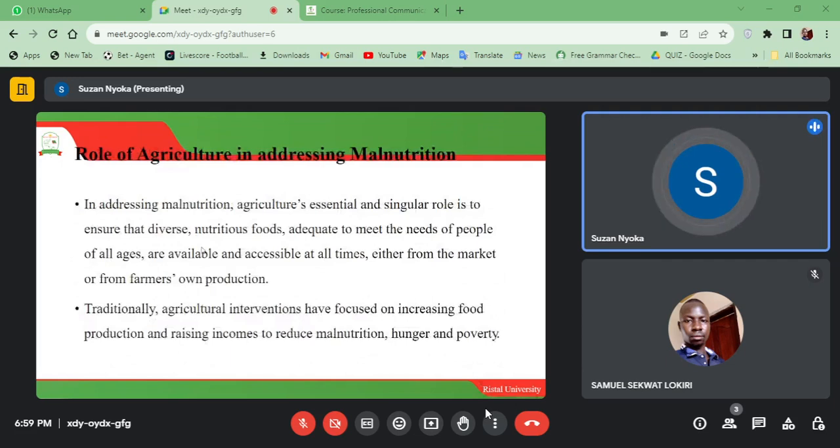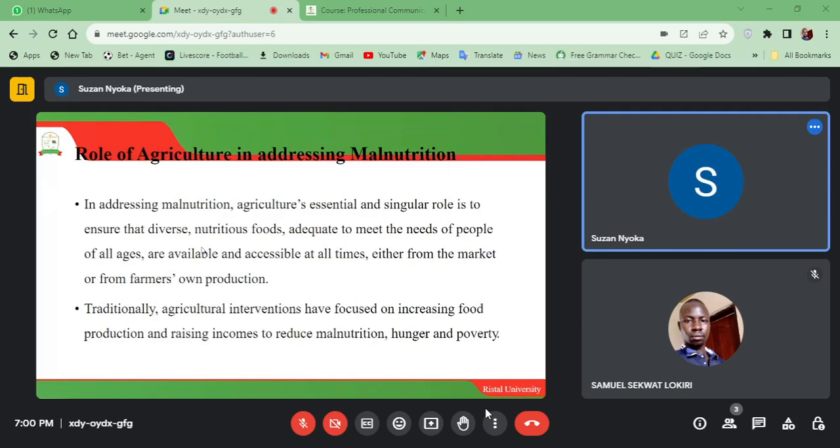In addressing malnutrition, agriculture's essential and singular role is to ensure that diverse, nutritious foods adequate to meet the needs of people of all ages are available and accessible at all times, either from the market or from farmers' own production. Traditionally, this means raising incomes to reduce malnutrition, hunger, and poverty.